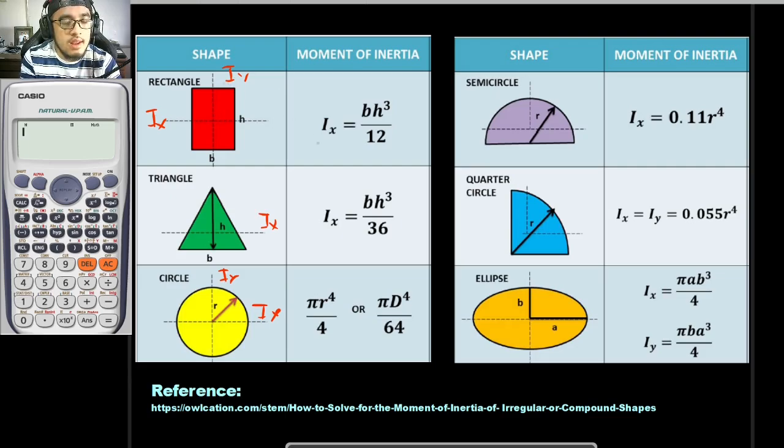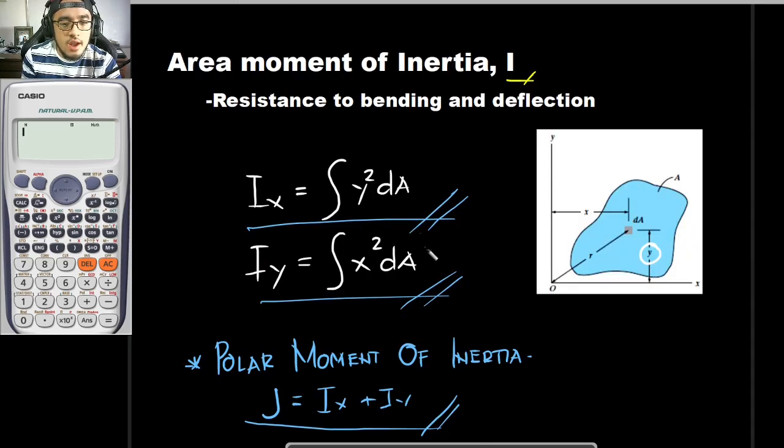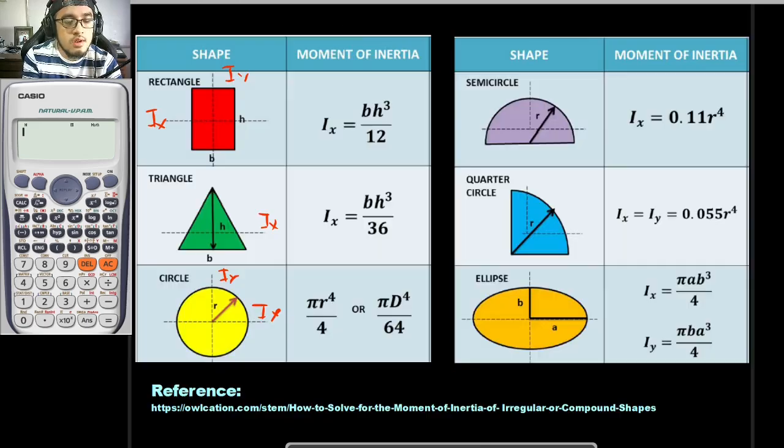For the rectangle, the moment of inertia about the x-axis is base times height cubed, so bh cubed divided by 12. For triangles, that is bh cubed divided by 36. For circles, that is pi r raised to 4 divided by 4, and so on. If you use this equation, you would still get the same value as with this equation right here.